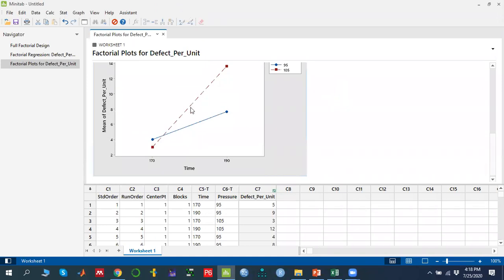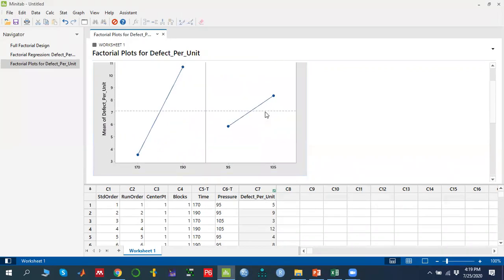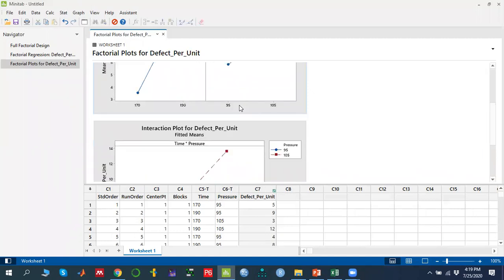Similarly, in the interaction plot, because these two lines are cutting each other, or you can say interacting with each other, these two factors are affecting our response variable. But instead of relying only on these graphs, you should rely on the ANOVA results, which we have discussed earlier.